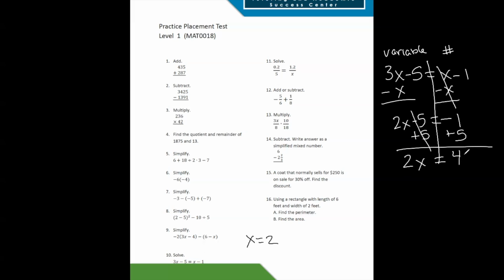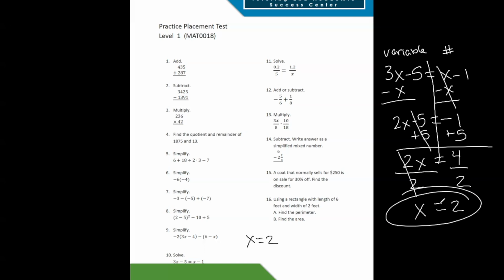My last step is to get the x by itself. And because 2 and x are being multiplied, I'm going to divide both sides by 2. 2 divided by 2 is just 1, so that leaves me with x. 4 divided by 2 is 2, and that is my answer. Remember, when you're solving for x, you can always plug your answer back in to check. So if I were to do that, 3 times 2 minus 5 should be the same as 2 minus 1. 3 times 2 is 6, and 6 minus 5 is 1. 2 minus 1 is simply 1, and because they are equal, your answer is right.